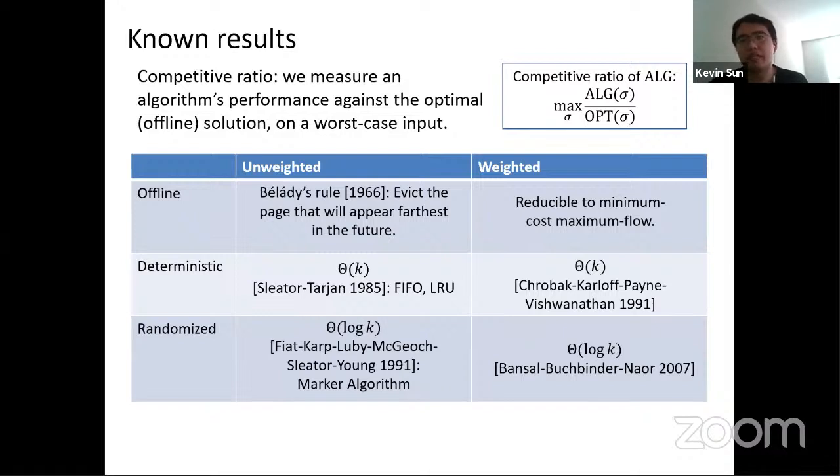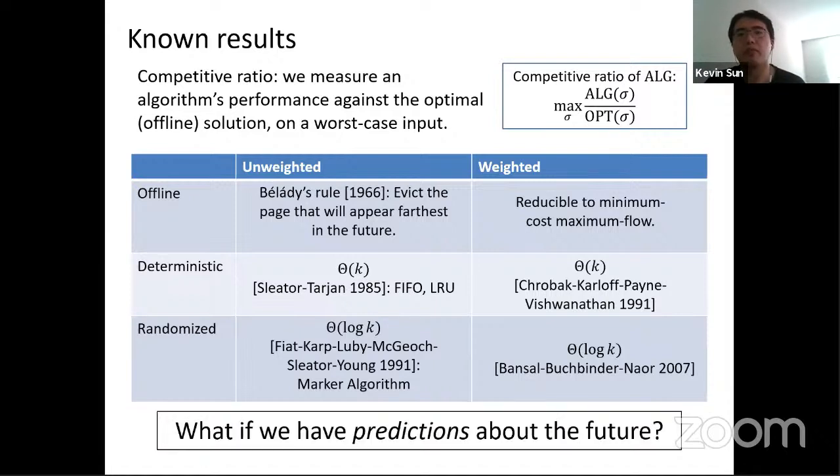For the unweighted version and the weighted version, the situation is the same. For deterministic algorithms, the best algorithms are O(k) competitive, and there are also lower bounds. And for randomized algorithms, we get O(log k) competitive. So in some sense, this problem is solved. But now we consider the problem of what if we have predictions about the future?